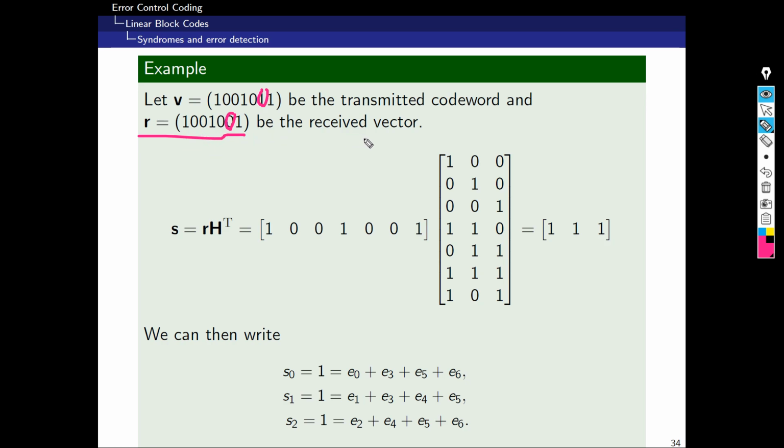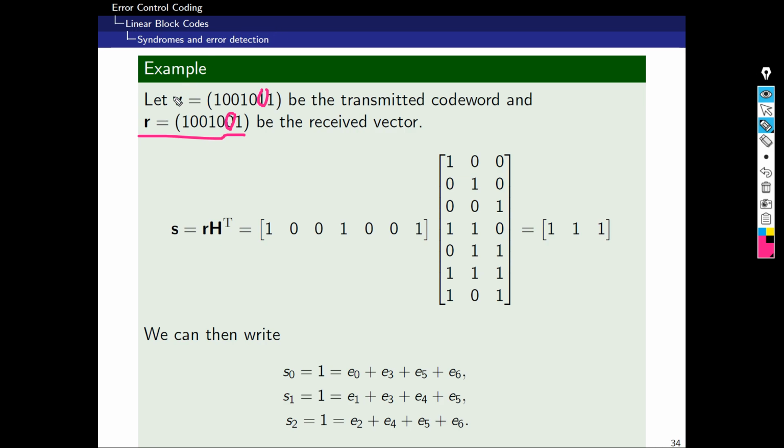The R is the received vector, but the receiver, the practical receiver, your smartphone, your smart computer, whatever device you are using for reception, doesn't know V.